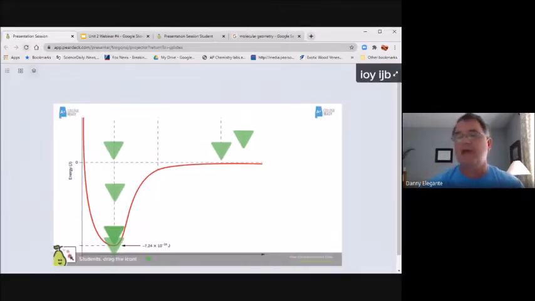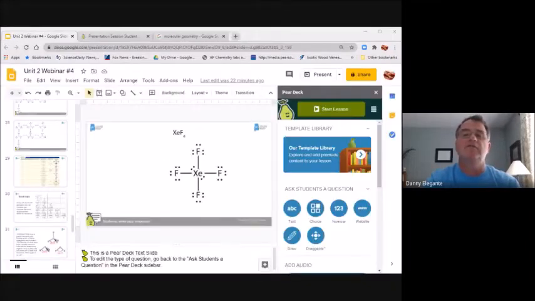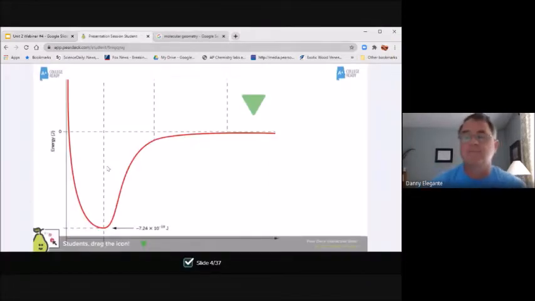So you can tell that that's exactly right, right there at the bottom of that spot. So most everybody got that right, and that's great. And so that's that spot that we're looking for, and that's the point where you can measure the bond length and the bond energy. All right, so let's keep going.